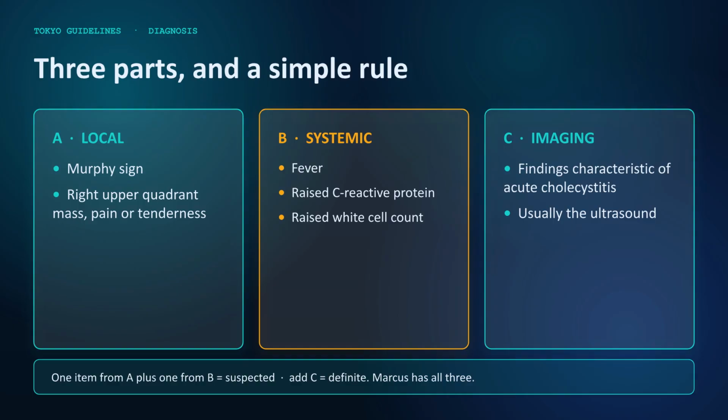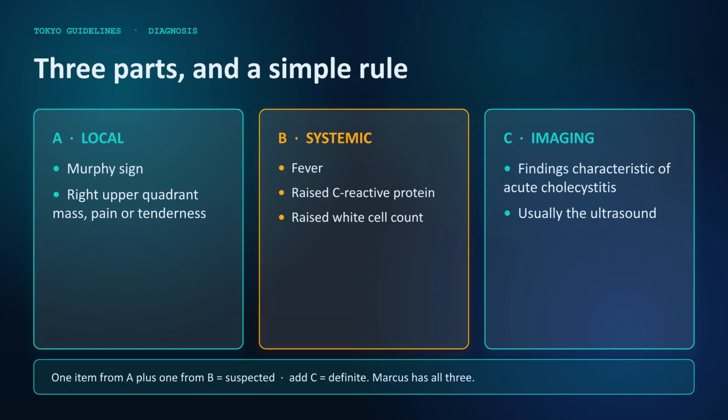Let us make the diagnosis formal. The Tokyo Guidelines, revised most recently in 2018, group the findings into three parts. Part A is local inflammation, a Murphy sign, or a mass, pain, or tenderness in the right upper quadrant. Part B is systemic inflammation, fever, a raised C-reactive protein, or a raised white cell count. Part C is imaging characteristic of acute cholecystitis. The rule is simple. One item from A plus one from B makes the diagnosis suspected. Add Part C, and it is definite. Marcus has all three. Notice what these criteria do not require.